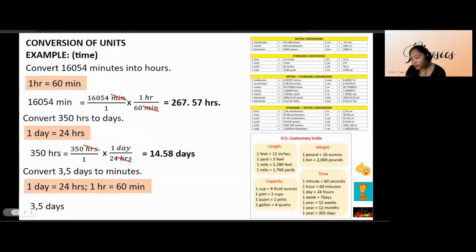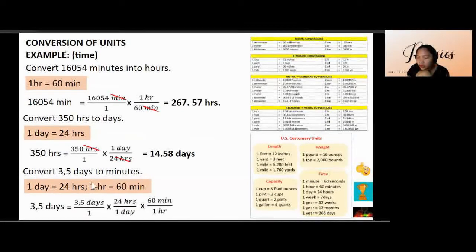So let's have first 3.5 days times 24 hours over 1 day. We use the first conversion factor because our number starts with the unit days, so we have to cancel days first. The remaining will be hours, so we use the second conversion factor, 1 hour equal to 60 minutes, so that we can cancel the hour unit. We cancel first the days and then the hour, so what we will have left is the 60 minutes.